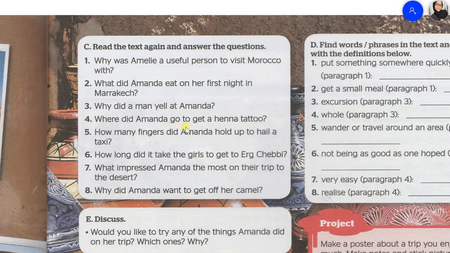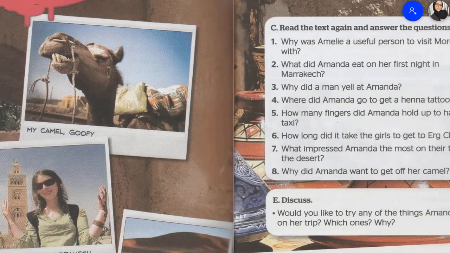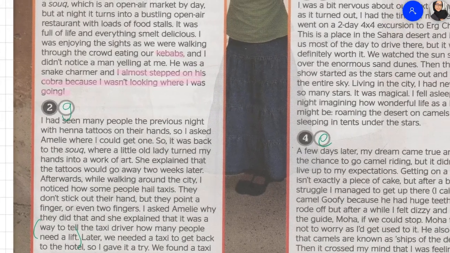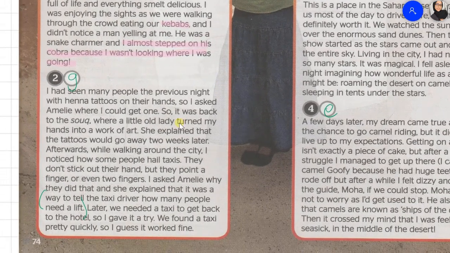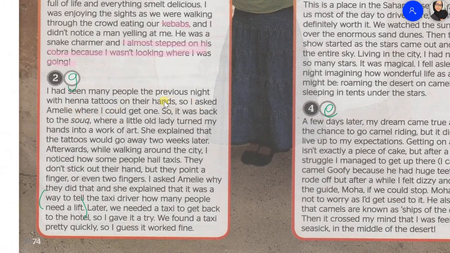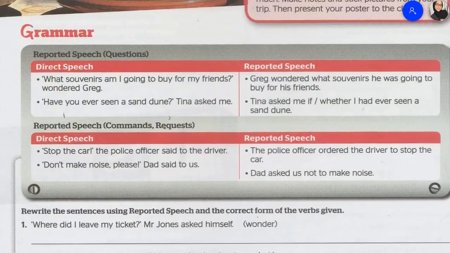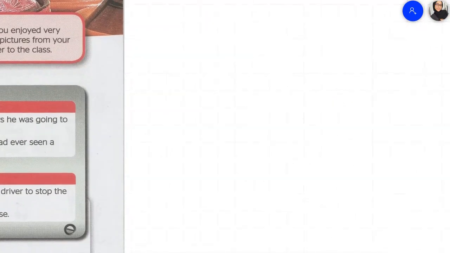Where did Amanda go to get a henna tattoo? She went to the... What's the name of the market? She went to the souk. When the hands were out somebody, so it was back to the souk. She went to the souk. So the answer is the souk.